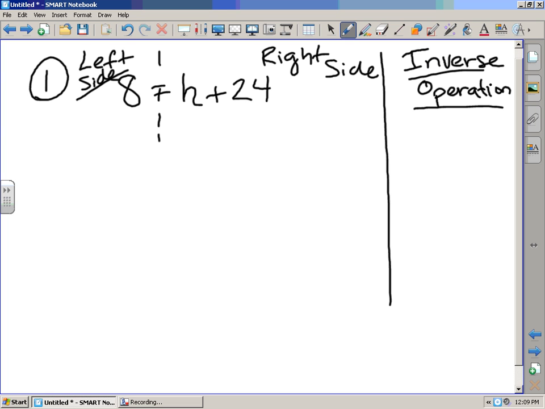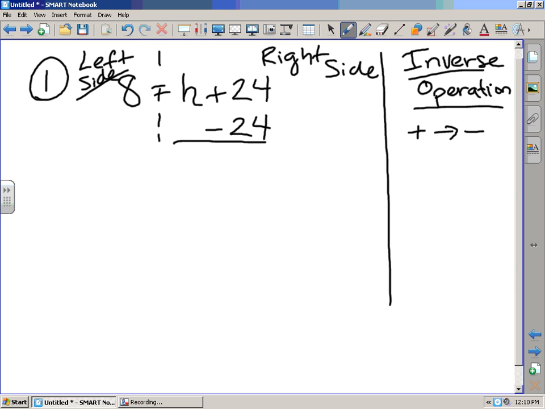And the key to solving an equation is getting the variable alone. So we need to identify what is keeping the variable h from being alone. In this case, the 24 is what is keeping the variable from being alone. To get rid of the 24, we're going to use our inverse operations. So the operation that's going on between the h and the 24 is addition. And the inverse operation of addition is subtraction.